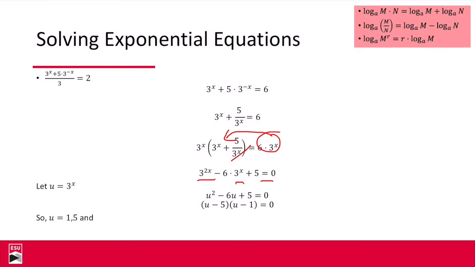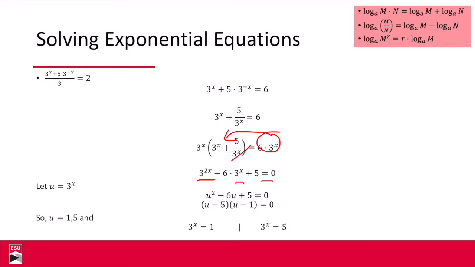But we don't really care what u is equal to. We care about what x is equal to. So we set 3 to the x equals both of those. 3 to the x equals 1, and 3 to the x equals 5. Well, what do we raise 3 to get 1? Well, we raise it to the 0th power, so that's x equals 0.